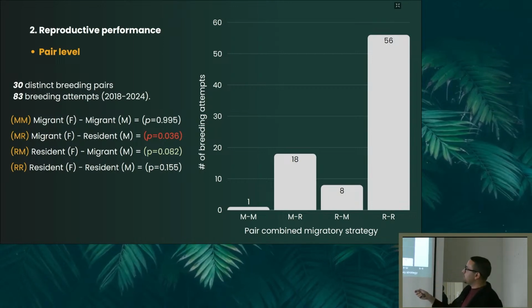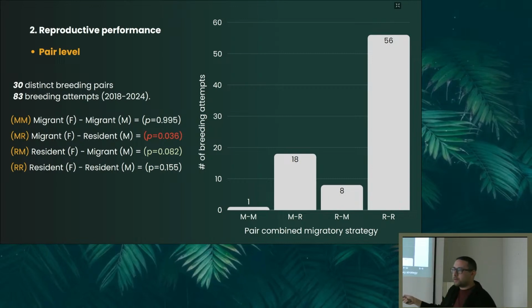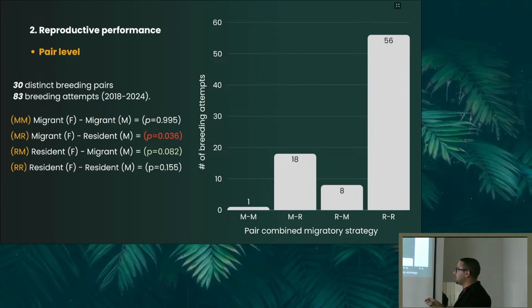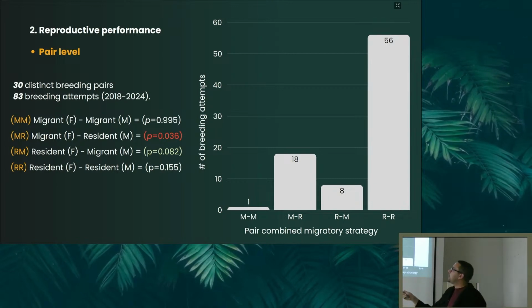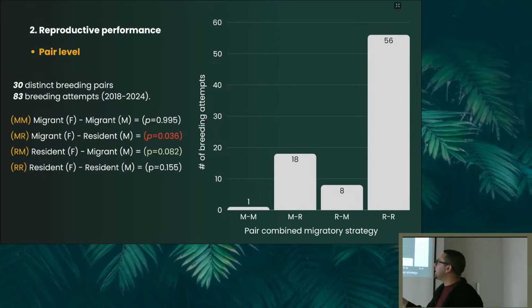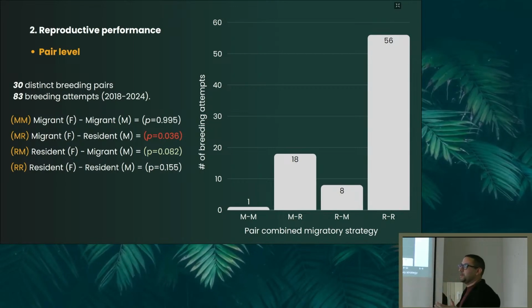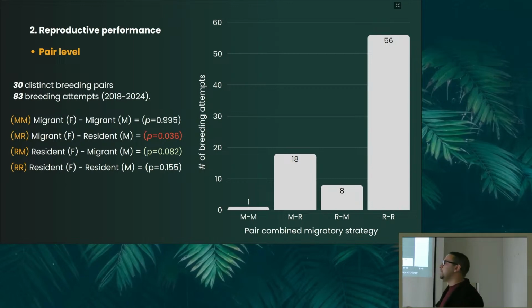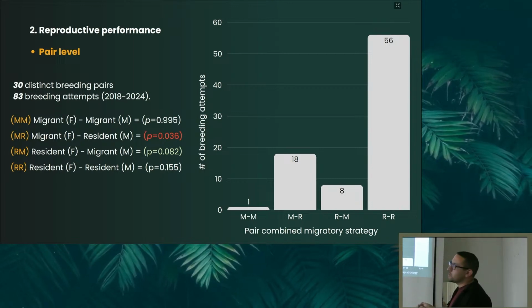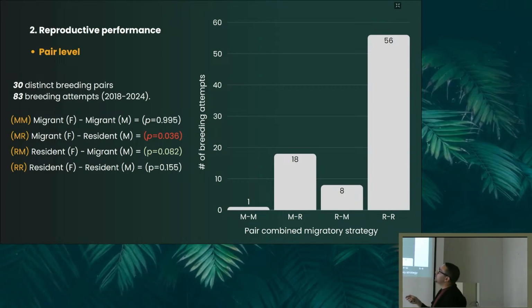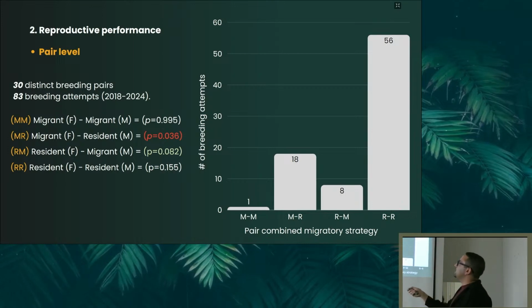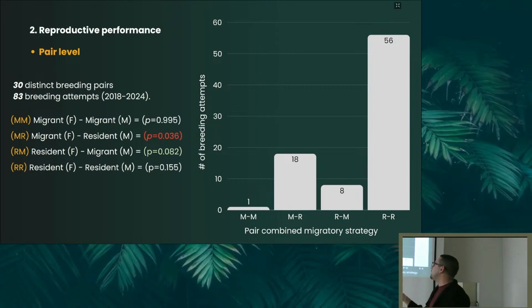And we had 4 different joint or combined migratory strategies: both parents being migrants, the female a migrant and the male a resident, the opposite, a resident female and migrant male, and both parents categorized as residents. When we tested in our models whether reproductive performance was affected by the combined migratory strategy, we found that pairs where at least one of the parents was classified as a migrant usually enjoyed higher reproductive success. The only significant one was where the female was the migrant and the male a resident, but the other pair with at least one migrant parent had marginal significance.